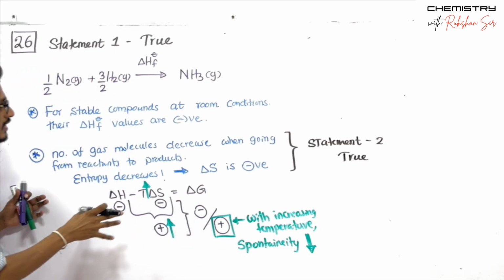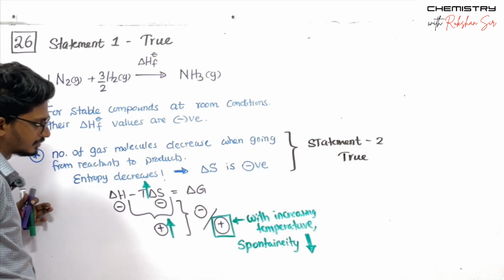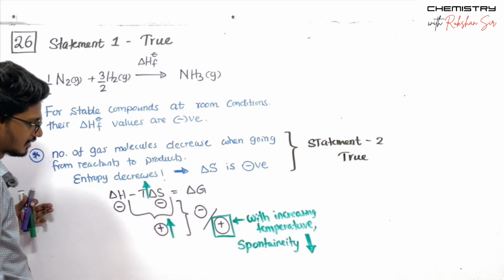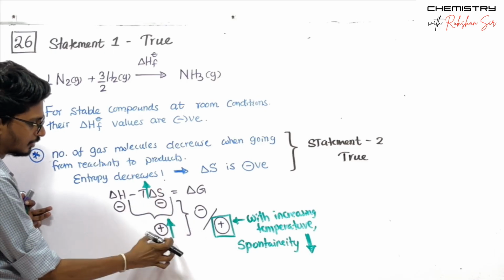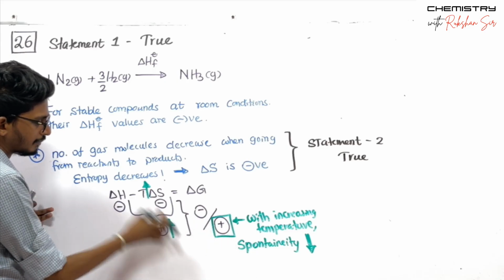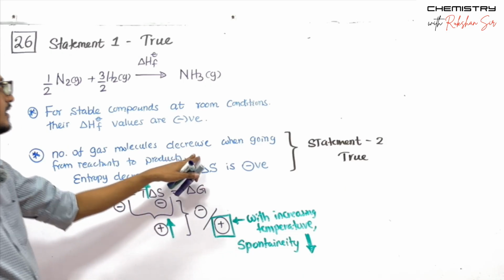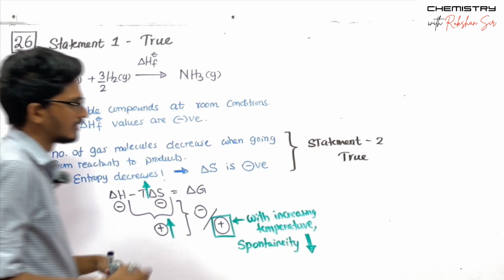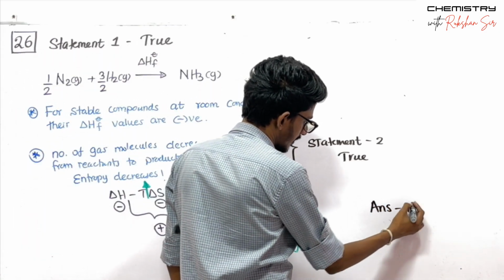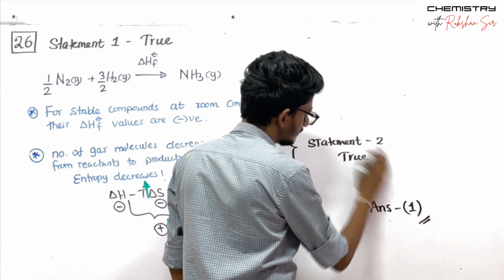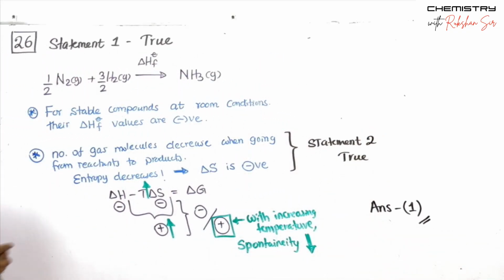Statement 2 is the reason for delta G becoming positive when the temperature increases. As the sign of delta S is negative, that is why delta G becomes positive when the temperature is increased. So statement 2 explains the reason for statement 1. So the answer is answer number 1.